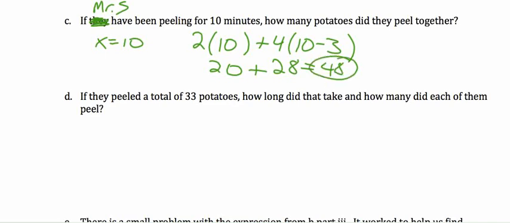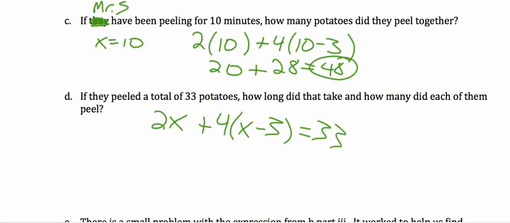Now, what if you had been asked a question like if they had been peeling for 10 minutes together? Well, that would have meant that X was 13 because she started 3 minutes later. If they peeled a total of 33 potatoes, how long did that take and how many did each of them peel? So first thing we need to do is set our total potatoes equal to 33. Now we need to solve this for x, so distribute your 4x minus 12.